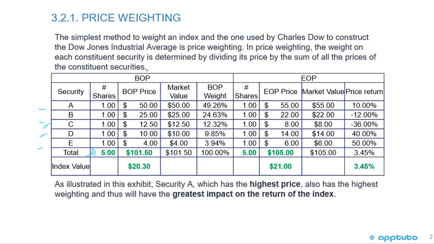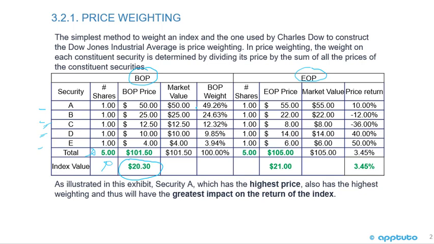Here BOP means beginning of period, and EOP is the end of period. So we can see the beginning of period price for security A, 50, security B, 25, C, 12.50, D, $10, and E, $4. To calculate the index value we add up the individual security prices of the constituent securities and divide by the number of shares, which is 5. So we get $20.30.